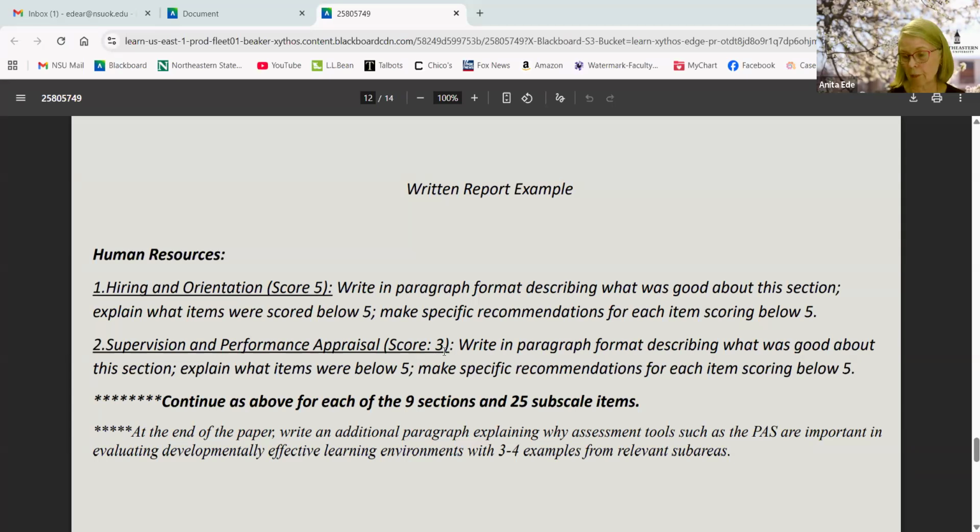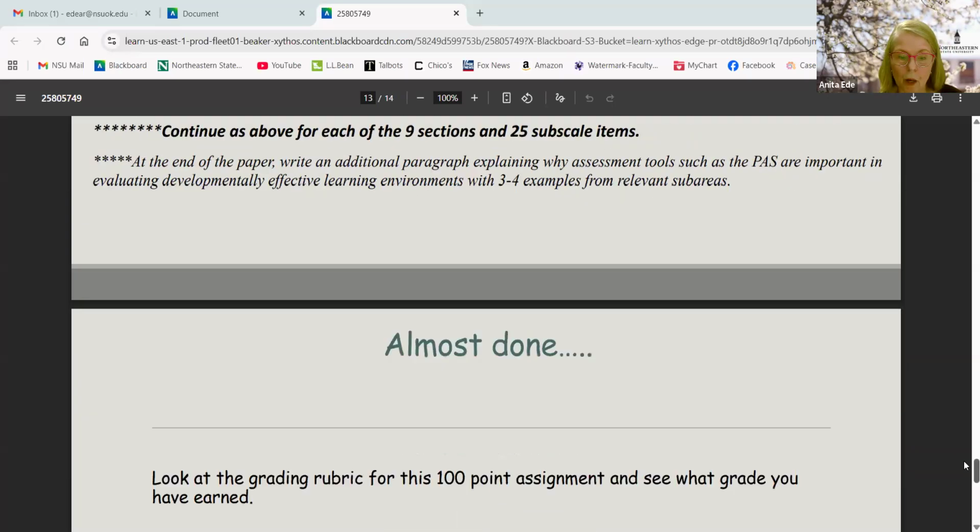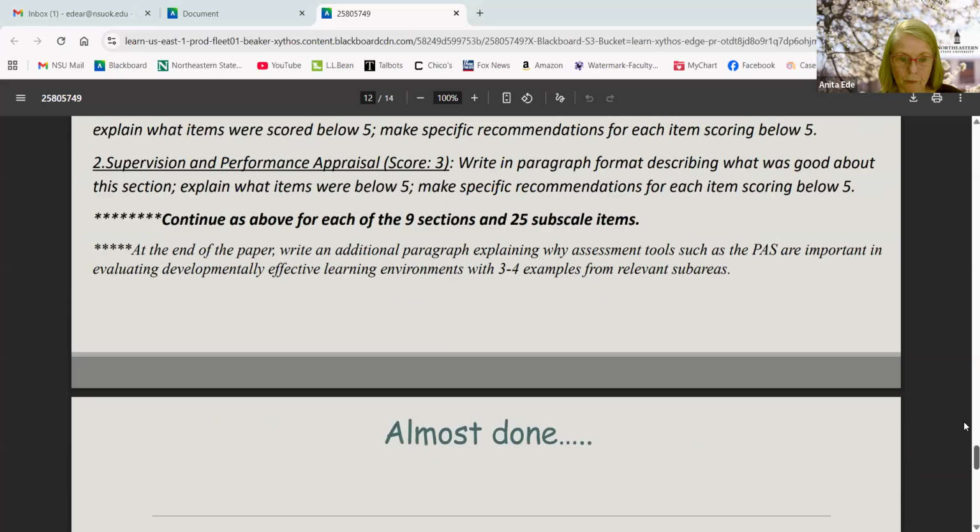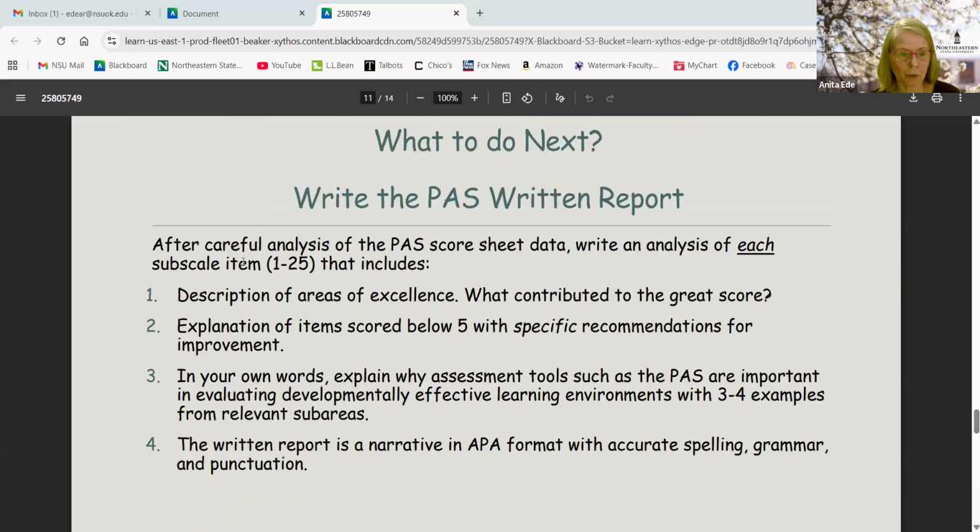And at the end of the paper, write an additional paragraph explaining why assessment tools such as the PAS are important in evaluating developmentally effective learning environments, with 3 to 4 examples from relevant subareas. For instance, if I hadn't done that assessment, I would have never known that such and such was in bad shape, or they were doing such a great job in this particular area. And then you will have your PAS written report, and you will also upload that. There it is, the written report.